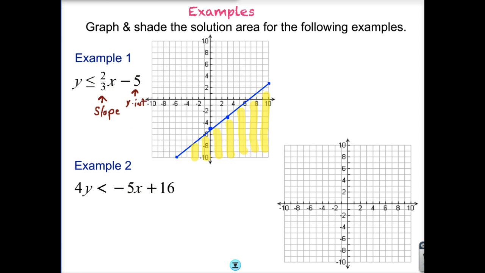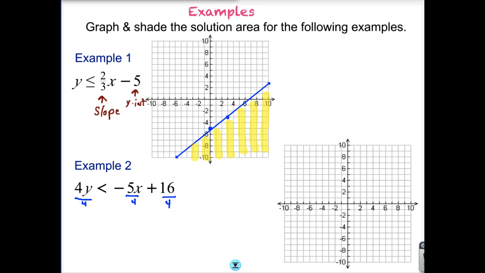Okay, let's try this second one. In the second problem, I don't have y equals mx plus b. It's not quite in slope-intercept form. It's close, but it's not exactly. So what I need to do in order to put it in slope-intercept form is get rid of this 4. So I just need to divide all terms by 4, just like this.